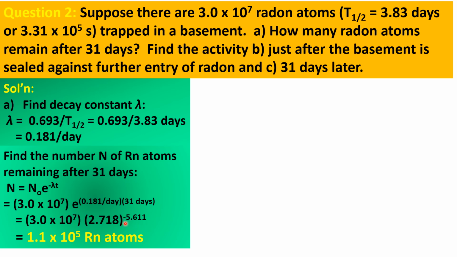It is unitless. And using your scientific calculator, you can find there the process of determining the value of the Euler's number raised to a given power, such as negative 5.611. All right? So after getting the value, you will now multiply that to n naught. And our answer will come out to be 1.1 times 10 to the power. What is the unit? This now represents the number of atoms of radon, or the number of radon nuclei. All right?